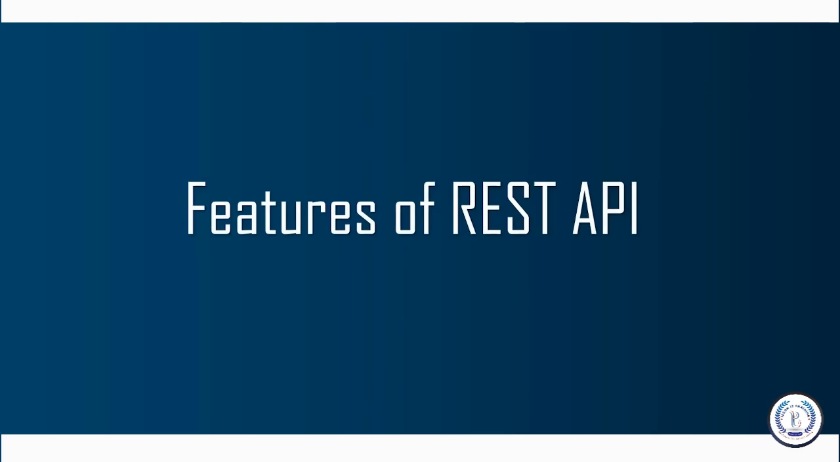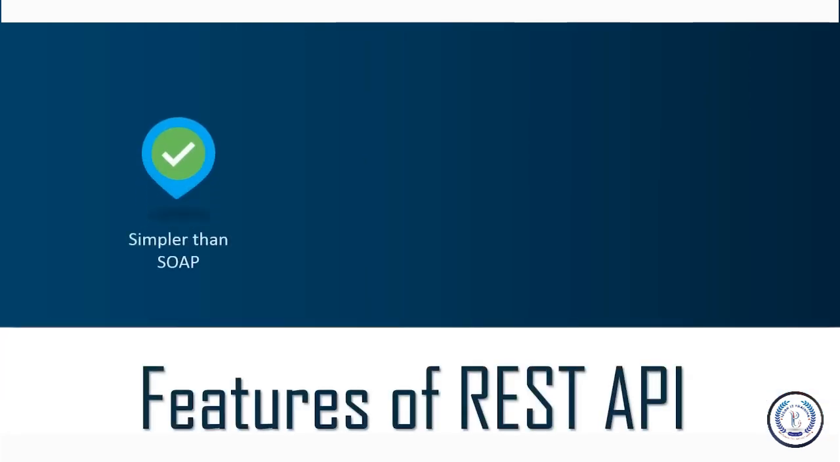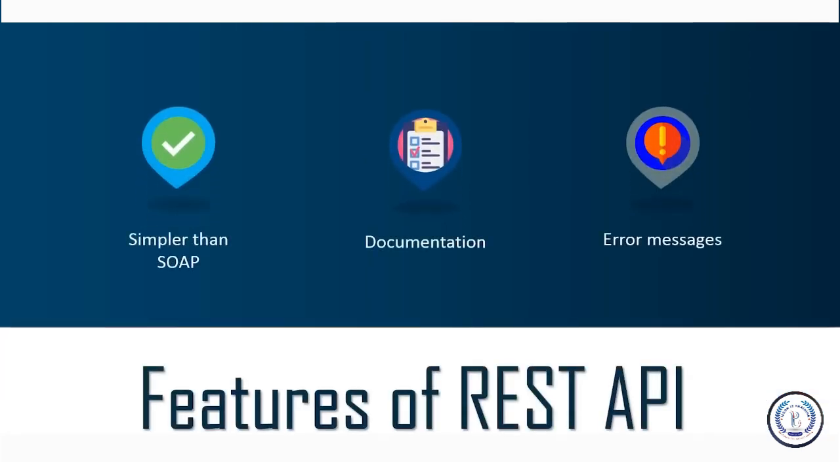So now that you know what is REST API and the need of it, let me take you through the features of REST API. The features of REST API are, as you can see on my screen, it's simpler than the SOAP protocol, it has clear documentation, and provides good error messages. When I say good error messages, the user or the developer can easily understand where the error is and what is the problem that has to be debugged. So guys, that was about the features of REST API.